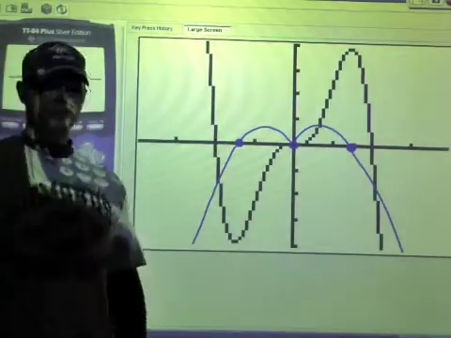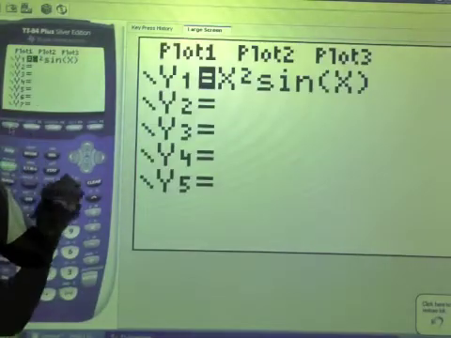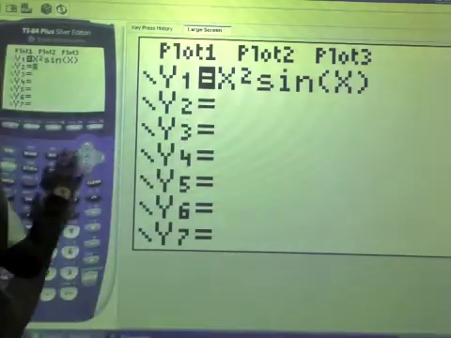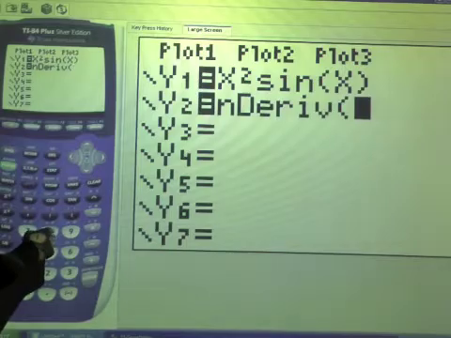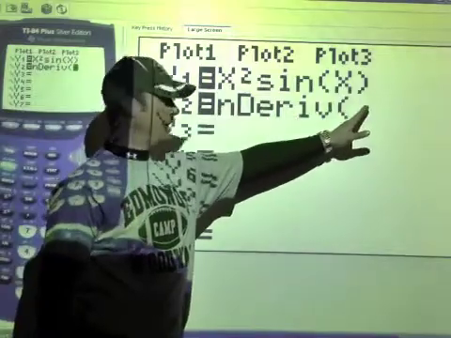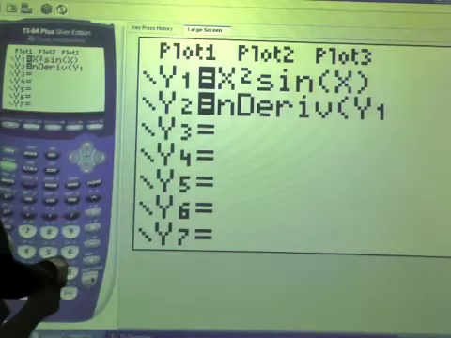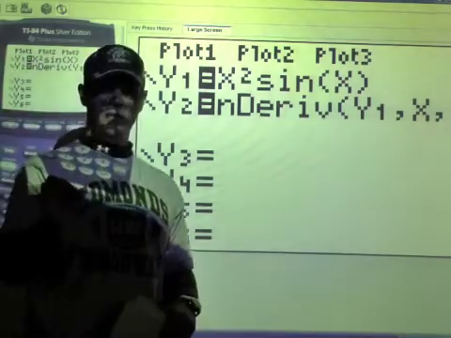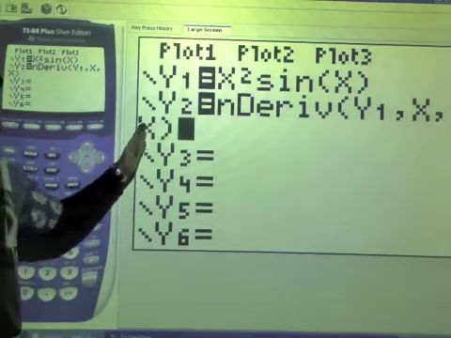But if you ever want a more accurate graph of a derivative, what we can do is go back to the y2, and I'm going to actually use Math 8 here. To find the derivative of a whole function, you do Math 8, nderiv, and you put in the function. So you can either type x squared sine x again, or you could actually use y1. So you'll use whatever's in y1, comma x, and usually you would put a comma, and then you would put the number where you want to evaluate the derivative. But here I'm going to put another x. Because what it's going to do is it's going to evaluate it at every x.